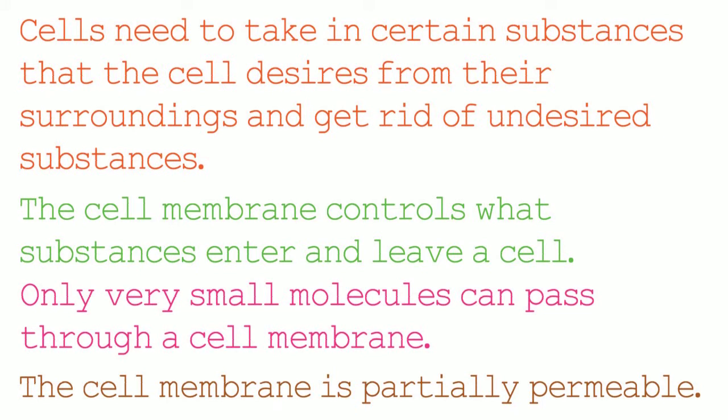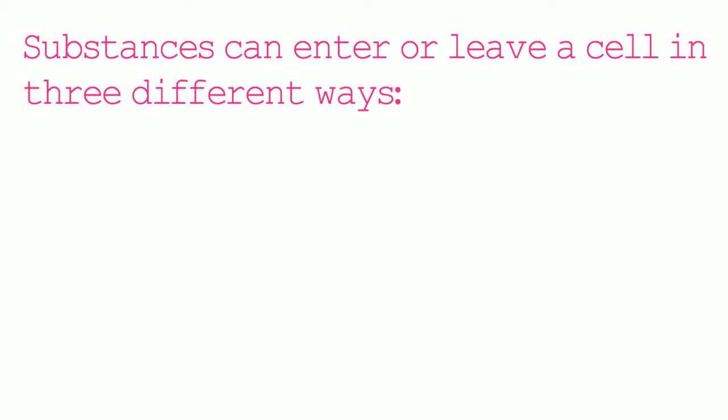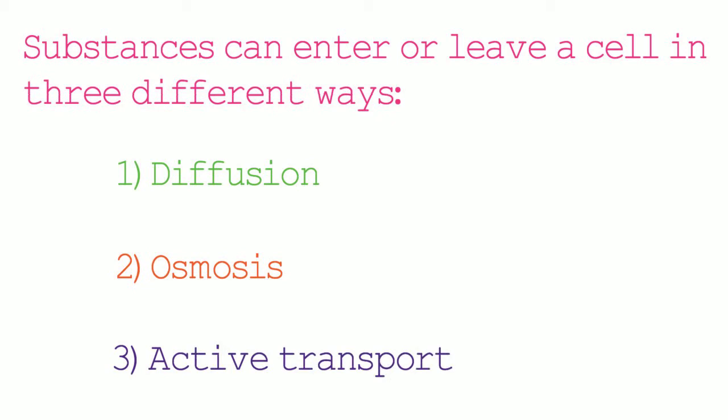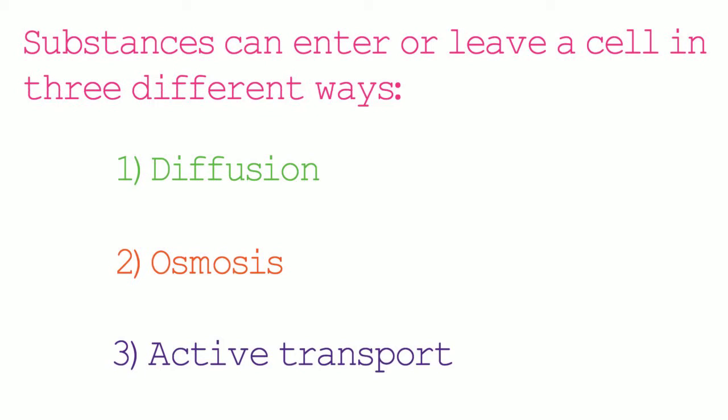as starch and proteins. Substances can enter or leave a cell in three different ways. These ways are diffusion, osmosis, and active transport. Today we're going to be looking at diffusion, and osmosis and active transport are going to be looked at in the next sections. So what actually is diffusion?